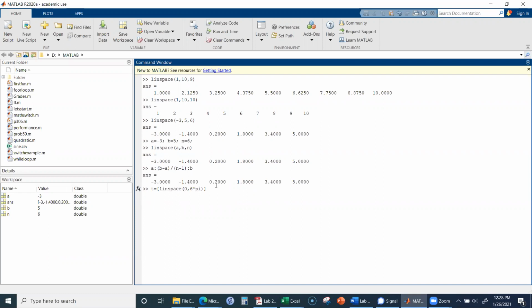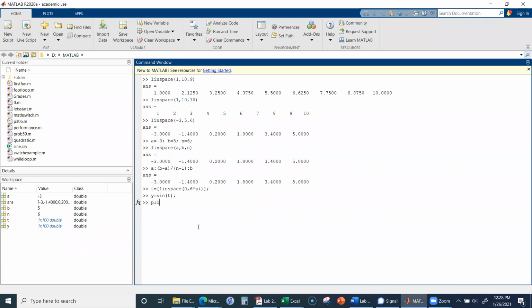If I suppress its output, then I will get some numbers. Here in the workspace, we can see that I get a 1 by 100 double. So it's t from linspace. Then our y function is sine of t. I enter it, so it is the value of sine of t.